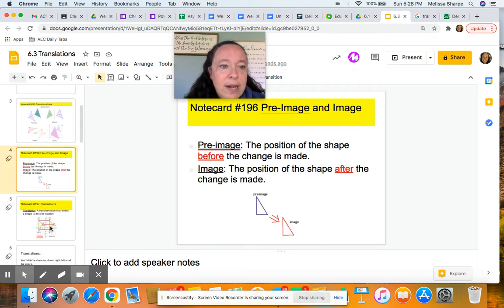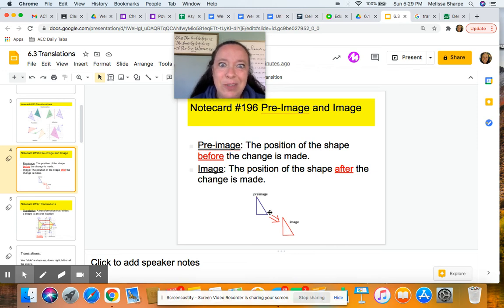All right, note card 196 is where we talk about pre-image and image, because you'll be hearing me talk about images and pre-images, and that's just a new vocab word. The pre-image is the position of the shape before the change is made. So before the translation, before the rotation, before the reflection, before the dilation. The image is the position of the shape after the change is made. So this blue triangle would be the pre-image, and then it's moved, it's slid over, it's translated, and the final product would be the image.